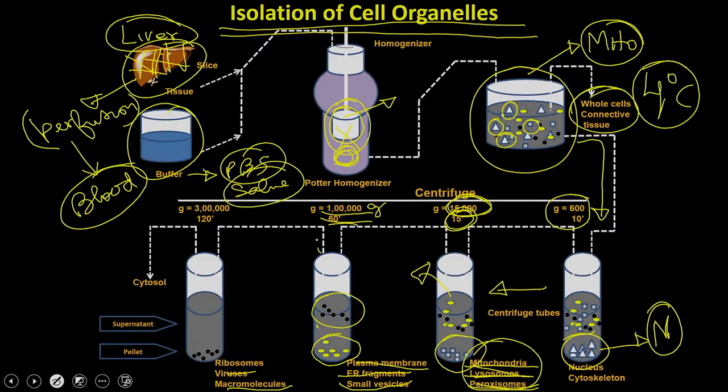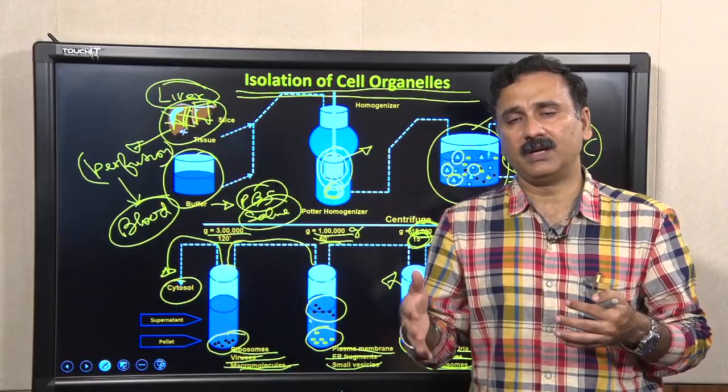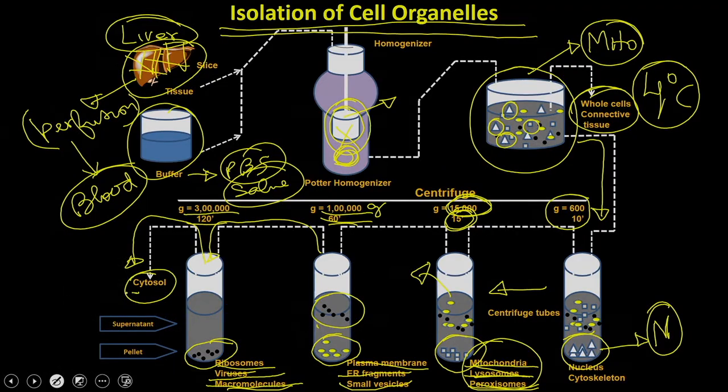Now you take this supernatant again and spin it at 3 lakh G for 2 hours, and that is going to pellet the ribosomal fractions. You are going to get the virus particles as well as the macromolecules. After this, whatever supernatant you get is going to be the cytosol, which contains the monomeric proteins, and is nothing but a protein solution. So this is how differential centrifugation can be used to fractionate the different types of organelles starting from the liver.